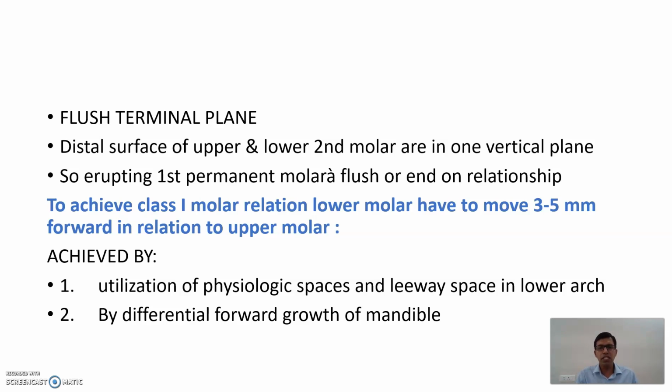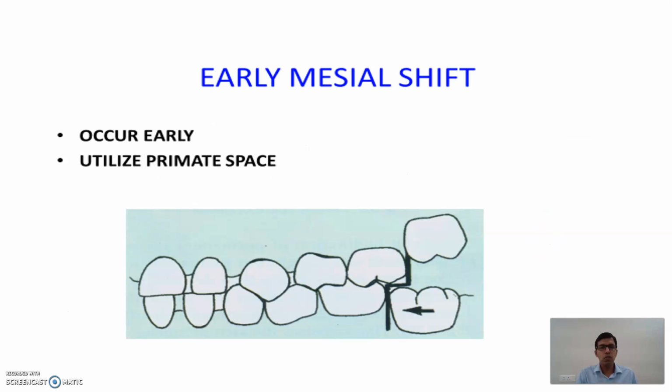To achieve a class 1 relationship between the permanent maxillary and mandibular first molars, the lower molar has to move around 3 to 5 mm forward in relation to the upper molar. This is achieved by utilization of physiologic space and the leeway space in the lower arch, and also by the differential forward growth of the mandible. So, achievement of a class 1 relationship occurs in two stages, that is by early mesial shift and late mesial shift.